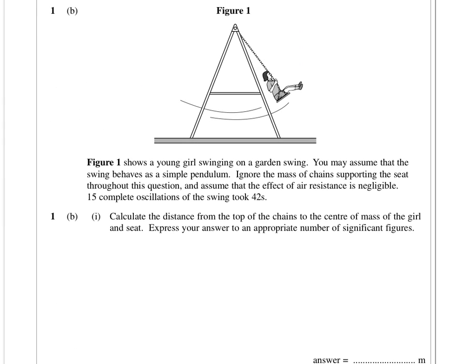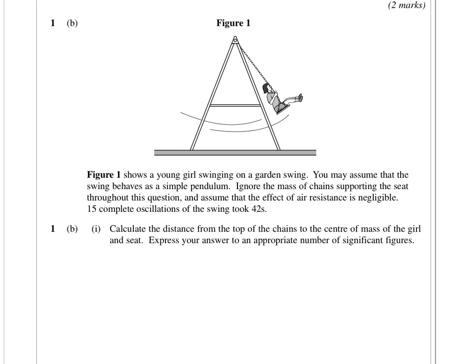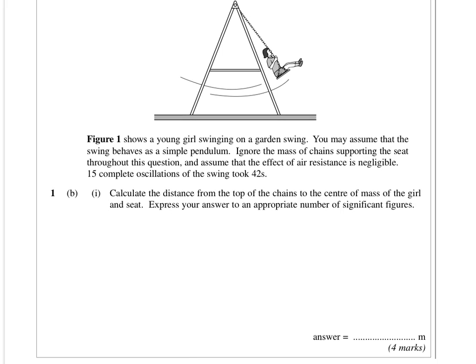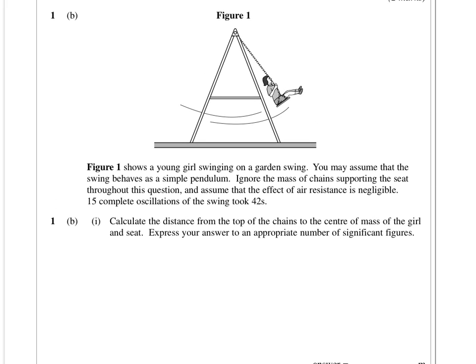Okay, so we've got a girl on a swing we're modelling as a simple pendulum. We're doing 15 oscillations, which took 42 seconds. Calculate the distance from the top of the chain to the centre of mass of the girl, giving your answer to the right number of significant figures. So the first thing we need to do is work out what the time period is. So that is going to be 42 divided by 15. Let's keep it as a fraction for now.